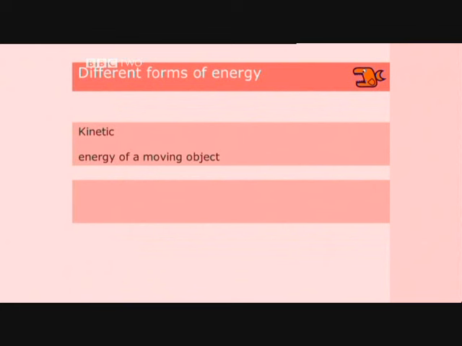So, to continue with our list. So far we have light, sound, electrical, and thermal. We can now add kinetic energy, energy of a moving object. And finally, potential energy. This is stored energy which is ready to be released.